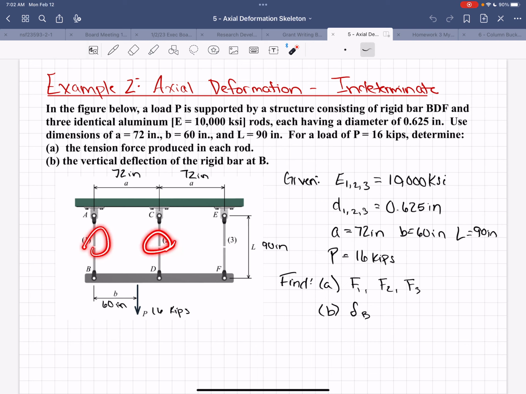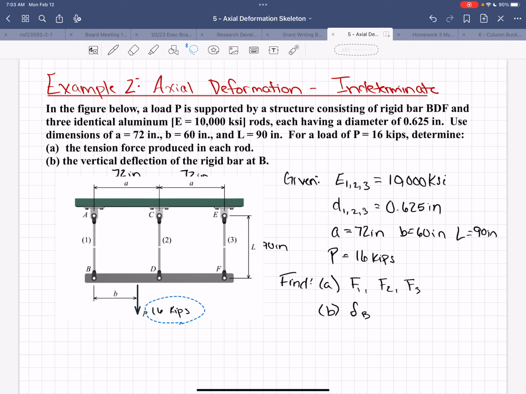So we have 1, 2, and 3. They have the same elastic modulus, they have the same diameter. So here's the elastic modulus, here's the diameter, 0.625 inches. And then it tells us that dimension A is 72 inches. Those are both, so they're equally spaced. And dimension B down here, the distance from point B to the point load, is 60 inches. The lengths of all 3 rods are 90 inches, and the load is 16 kips.